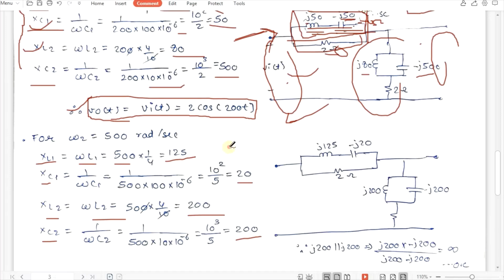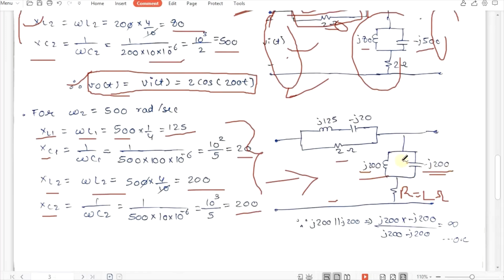Now if you substitute all these values into the circuit, you will get j125, minus j20, 2 ohm, j200, minus j200, and then this is your R, which is 2 ohm. If you observe this circuit carefully, here you have j200 in parallel with minus j200. The parallel equivalent will be j200 multiplied by minus j200 upon j200 minus j200.